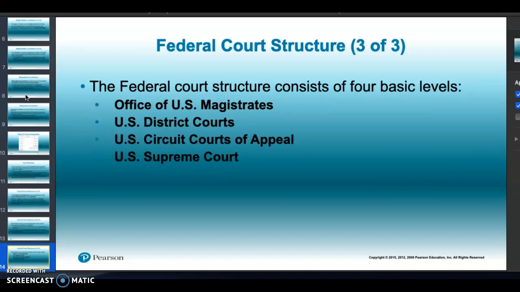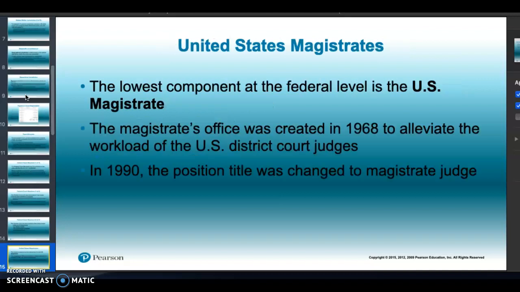The structure, again, we've already talked about, goes from the district courts to the appeals courts to then the U.S. Supreme Court, which is the supreme law of the land. The lowest component is what we call a magistrate. This was created in 1968 to alleviate the workload of district court judges. So it's essentially hearing things that are, I don't want to say lower priority, but just different priority than our district courts. It was now changed to a magistrate judge in 1990.